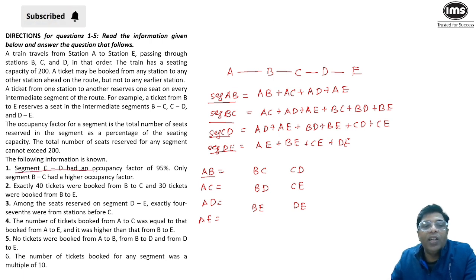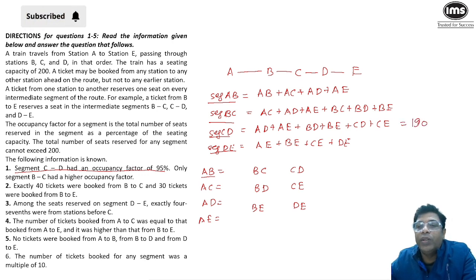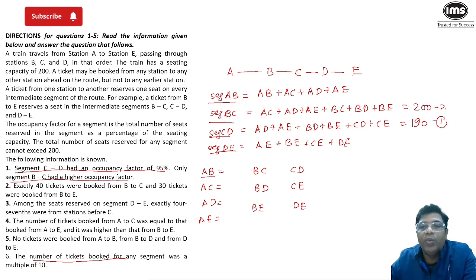Segment CD had an occupancy factor of 95%. Now 95% of 200 becomes 190. So this segment's total reserved seats is equal to 190, and this becomes one of the equations where all these values add up to 190. Now, only segment BC had a higher occupancy factor. So this segment's total reserved seats has to be greater than 190. Now join it with the last point: the number of tickets booked for any segment was a multiple of 10. Any multiple of 10 that is greater than 190 has to be 200. So this value has to be 200.